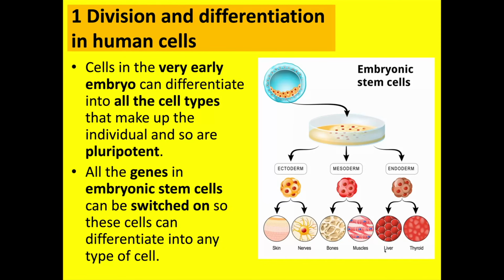Okay, that would be chaos if you switched on all of the genes, but they can switch on any of the genes. Not all of the genes, but any of the genes. So these cells can differentiate into any type of cell. They can switch on the genes that make it into a skin cell, the genes that will make it into a liver cell, or the genes that will make it into a neuron. Depending on the cell type that's required, embryonic stem cells can produce any of those cell types.